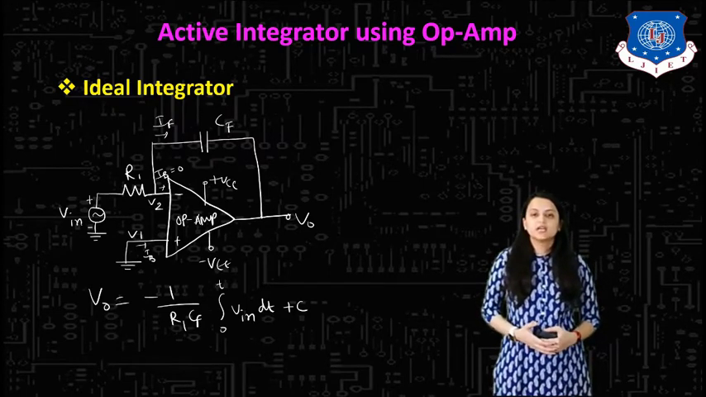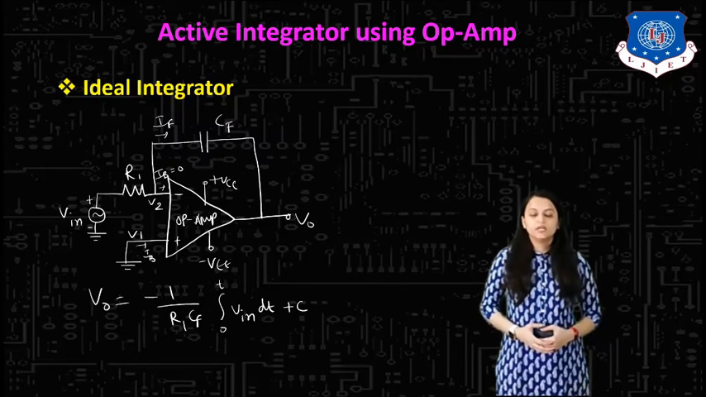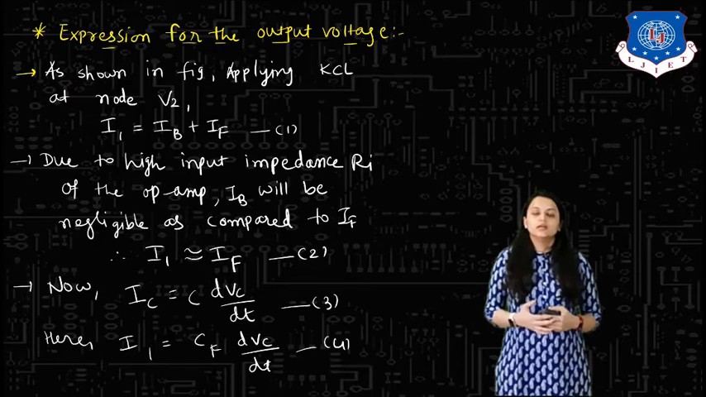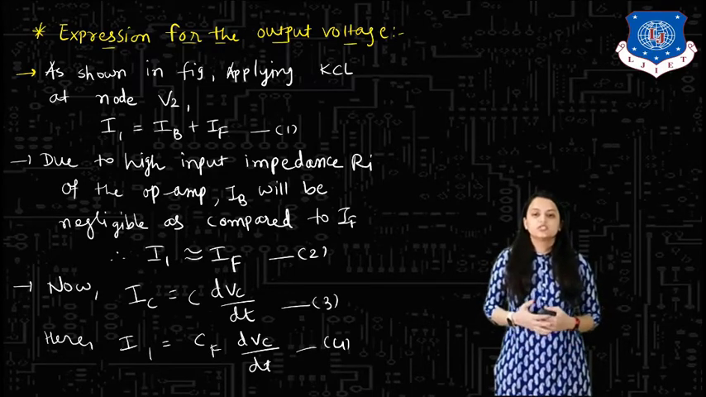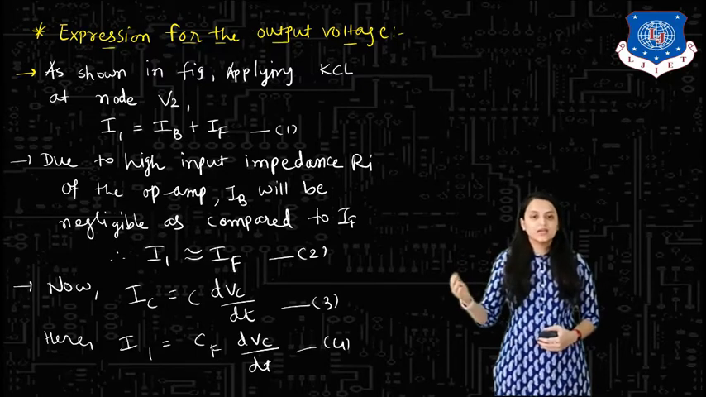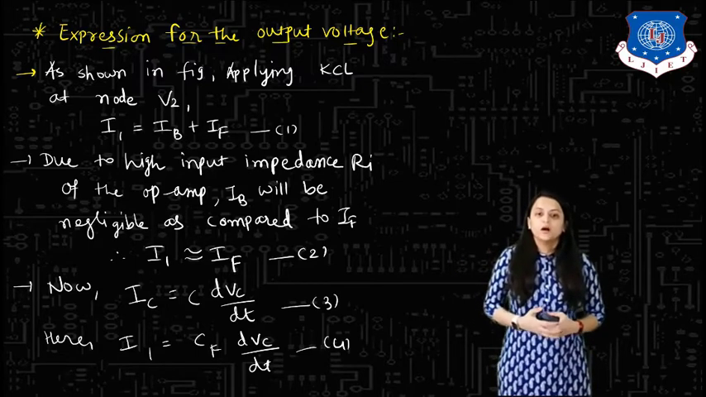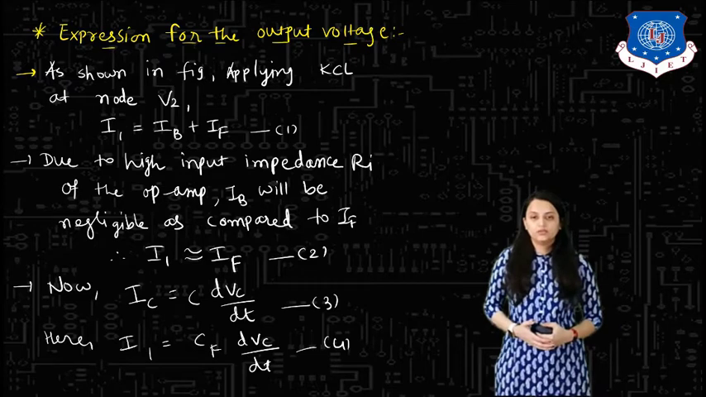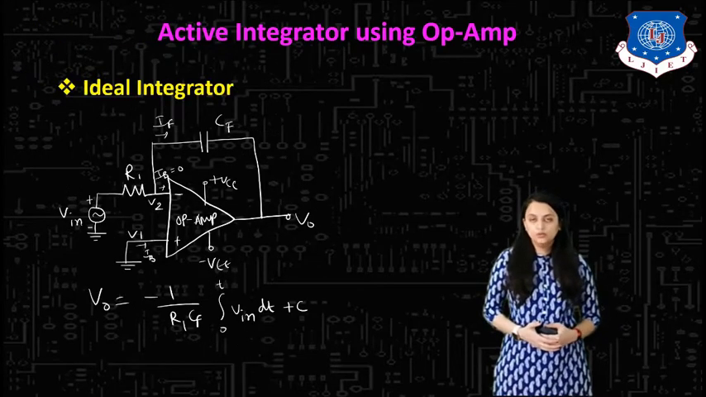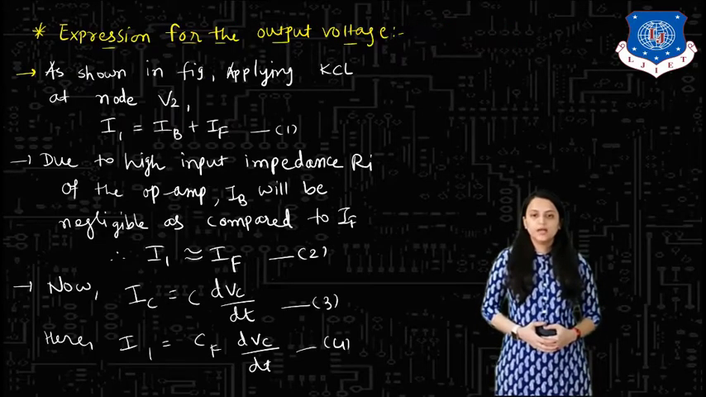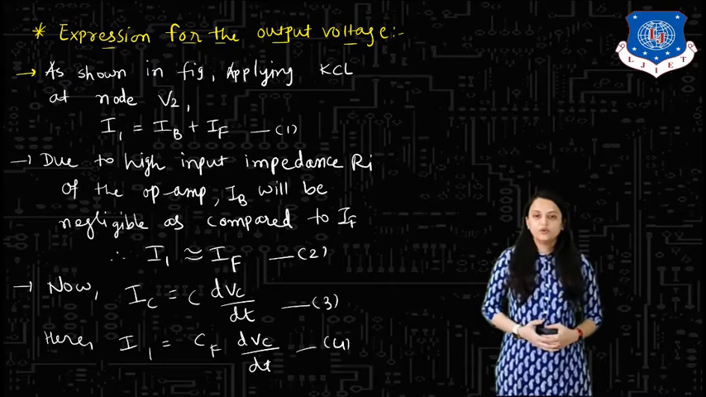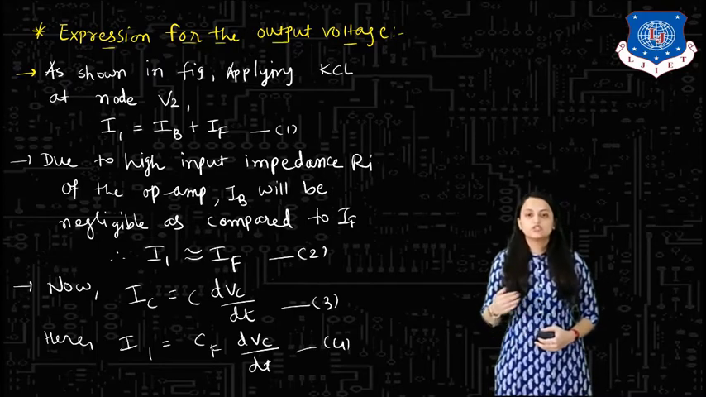So this is the circuit diagram of the ideal integrator. Now let us derive the equation of this, that is, the expression for the output voltage. As shown in the circuit diagram, we have taken V1 and V2 at the inverting terminal. If we apply KCL at node V2, we will get I1 equals IB plus IF.